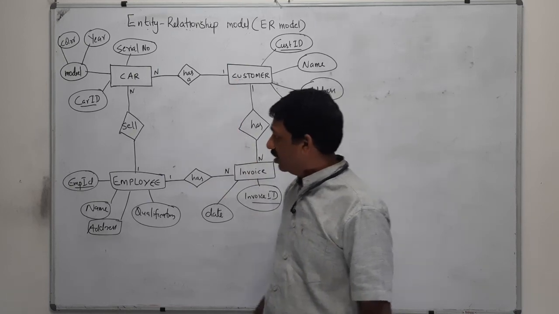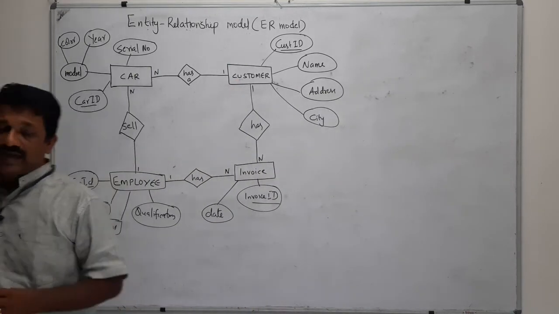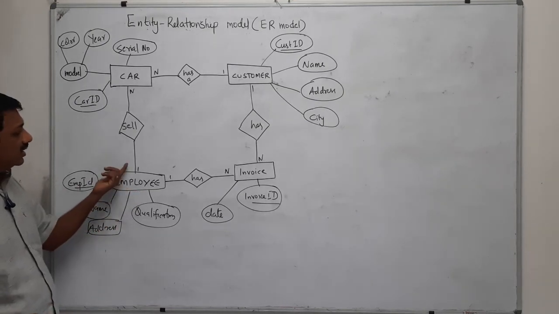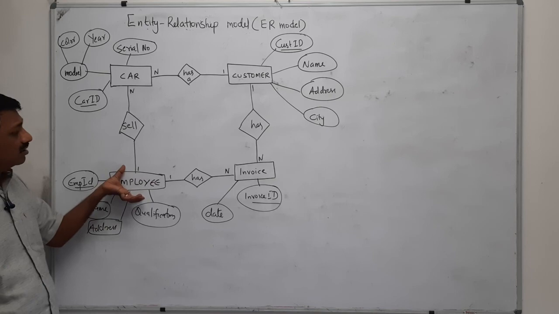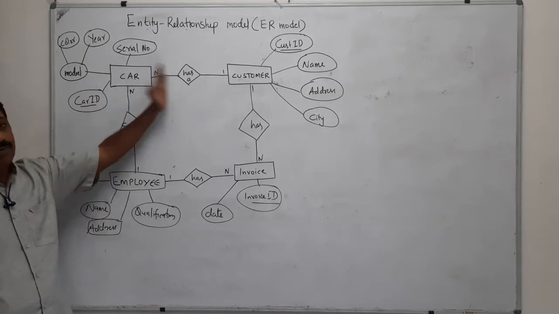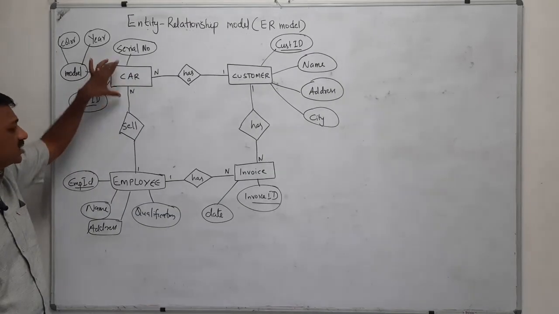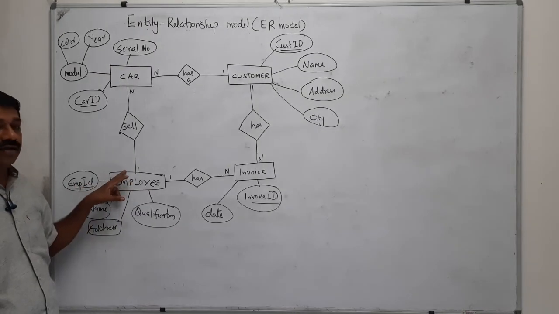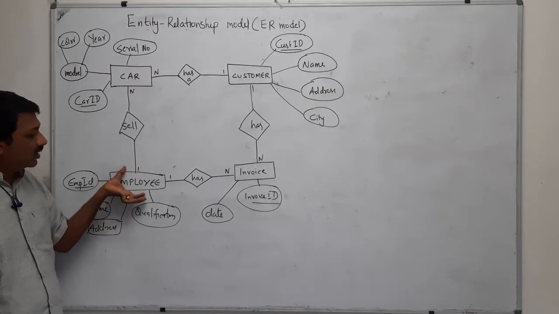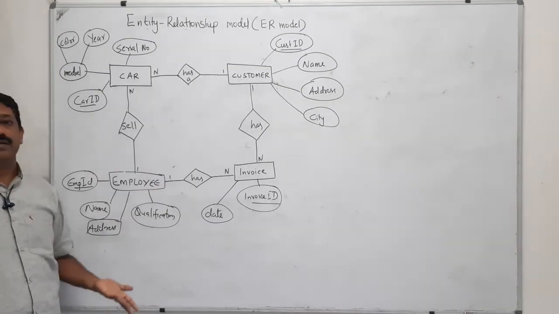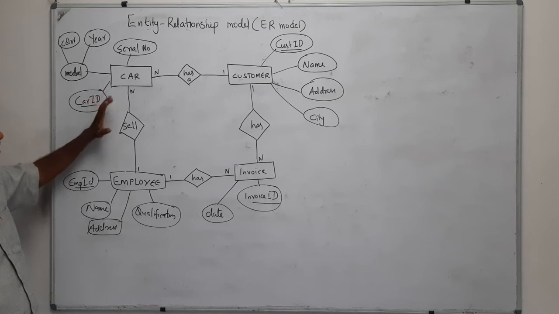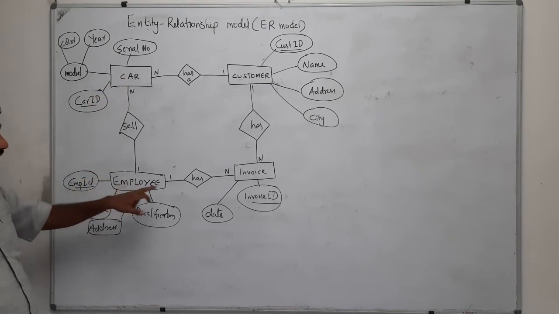Okay. Now, an employee is selling a car. This employee can sell a number of cars, but a car is sold by a single employee. A car is sold by a single employee, whereas an employee can sell many cars. Okay. So that's all about this relationship.